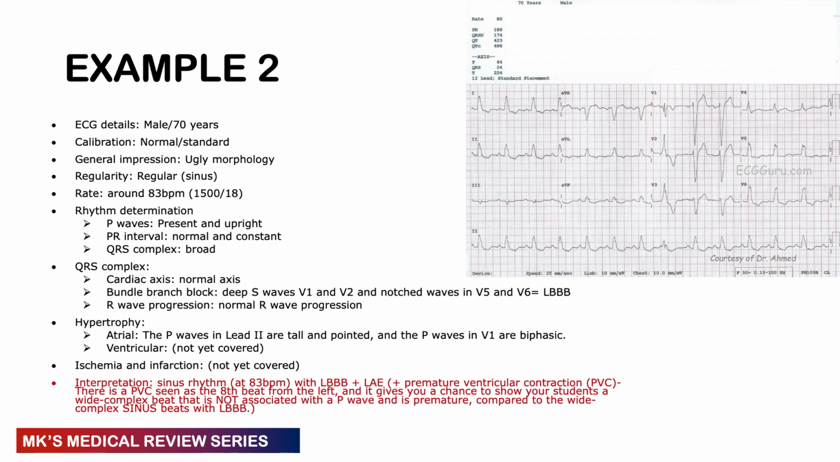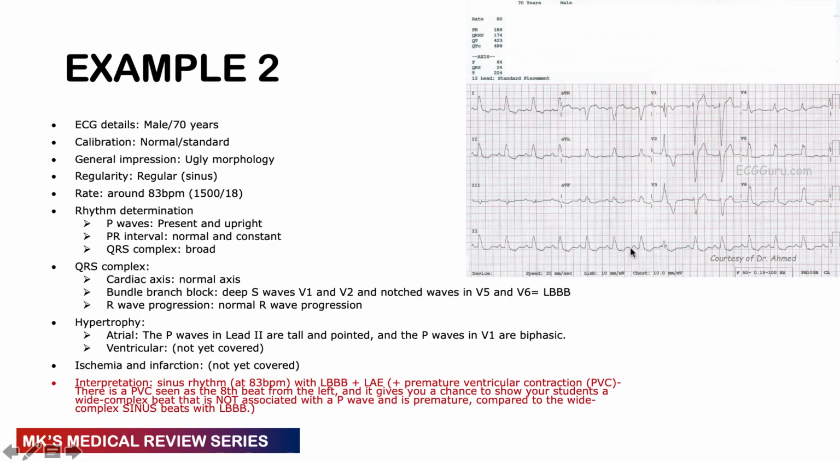So, of course, the first thing, the details: this is a male aged 70. We don't know when this ECG was done or where it was done. The calibration is standard, so 25 millimeters per second, 10 millimeters equals 1 millivolt. One small square, this rectangle here, is 2 boxes tall. So the general impression is that you have these ugly morphologies in this ECG that don't look normal. First of all, a quick assessment of the regularity.